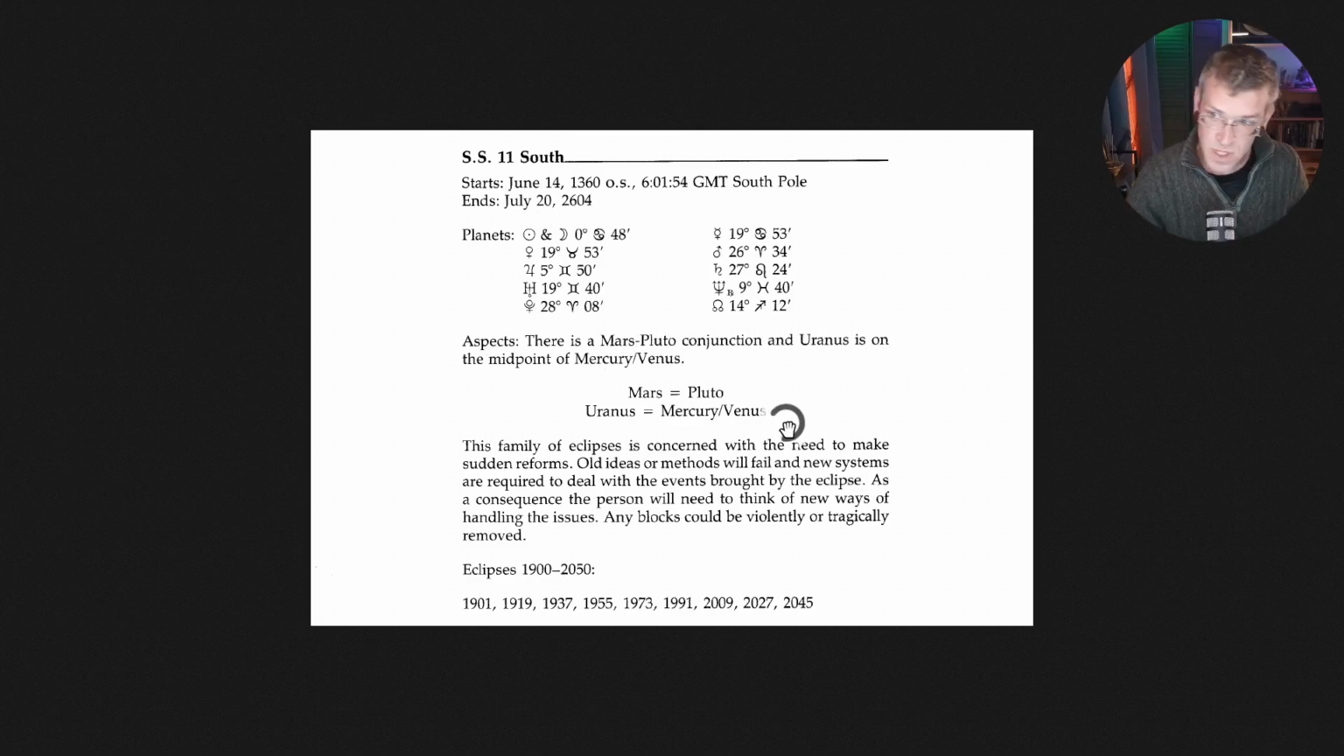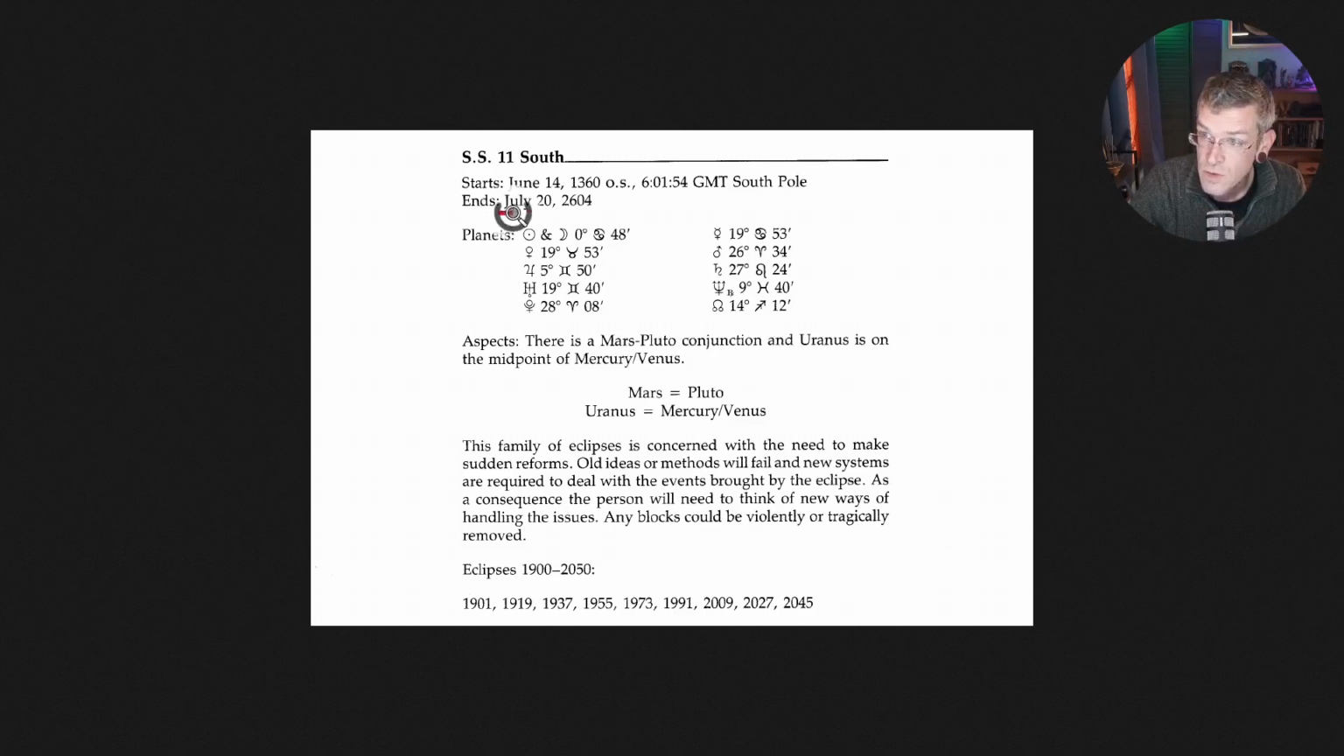And she interprets this family of eclipses as concerned with the need to make sudden reforms. Old ideas or methods will fail, and new systems are required to deal with the events brought by the eclipse. As a consequence, the person will need to think of new ways of handling the issues. Any blocks could be violently or tragically removed, a la Mars-Pluto conjunction.